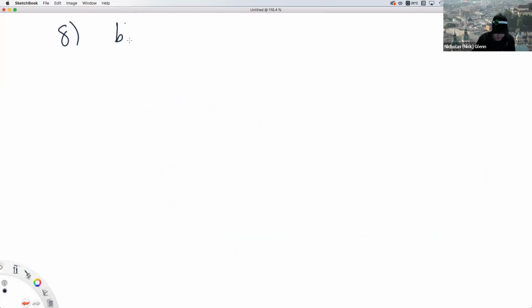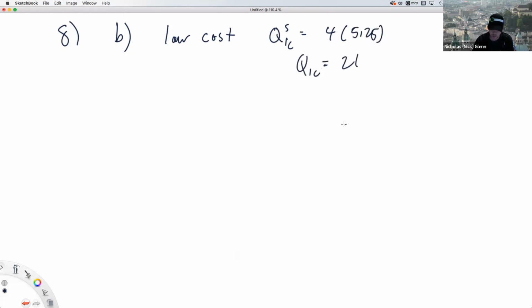It's part B. How many are produced by each one? So let's look at low cost first. We said their supply can be defined by 4 times P, and our P we said was 5.25. So each one of these will produce 21 orders of hot wings. What about our high cost? What will they each produce?